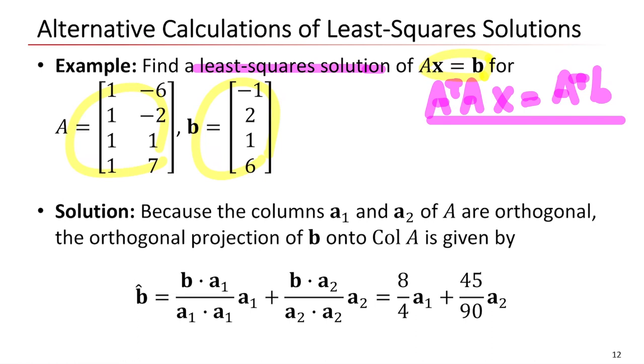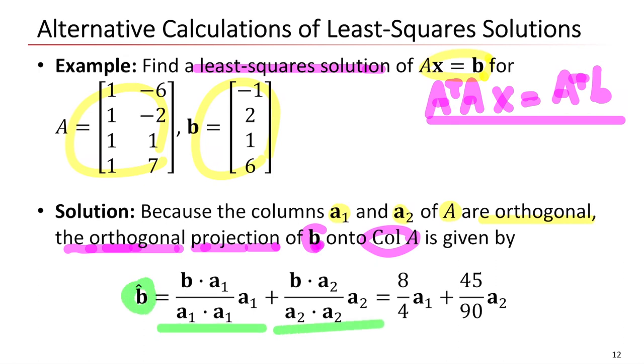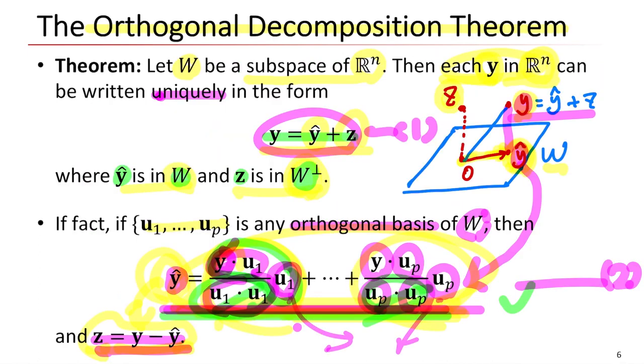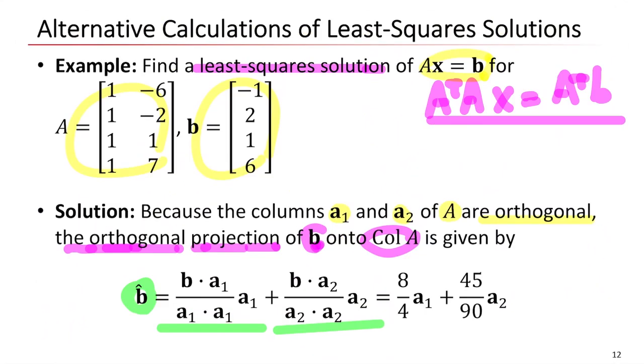First of all, the column vectors A1, A2 of the matrix A are orthogonal to each other, right? Then the orthogonal projection of the vector B onto the column space of A is given by here. B hat is equal to here and here. Why? If you go back to lecture 10, there was the statement, right? So you can use this statement, and we can easily compute A1 inner product A1 here, B inner product A1 here, A2 inner product A2 here, and B inner product A2 here, right?